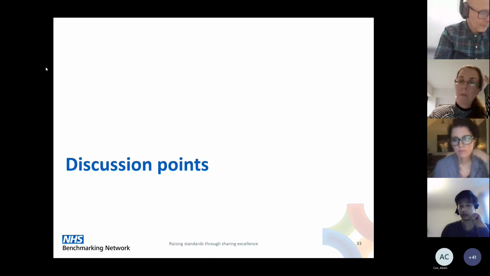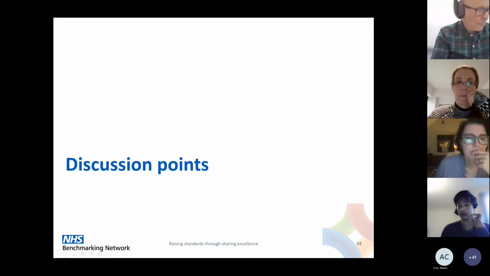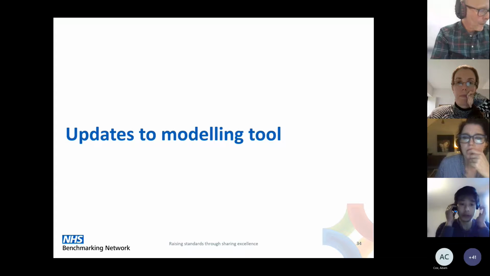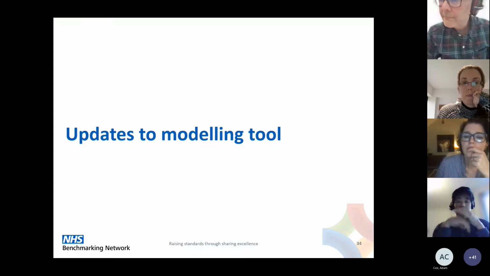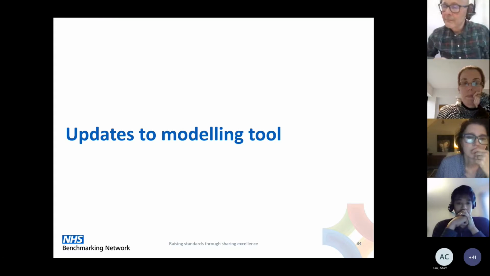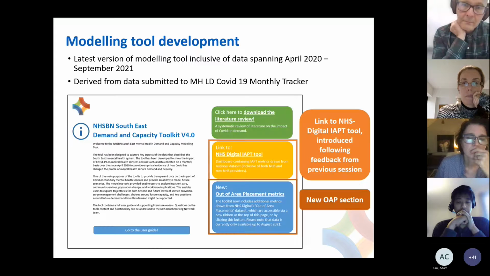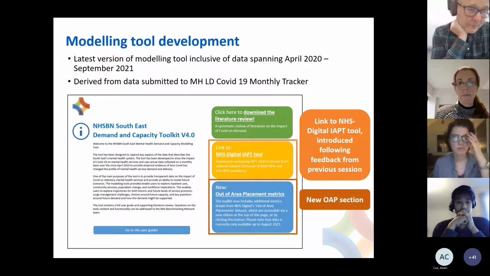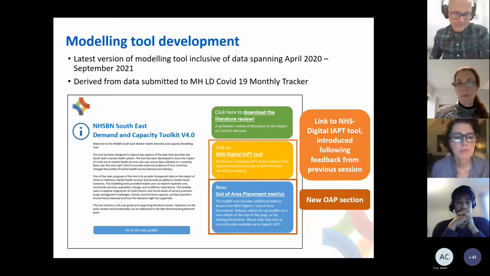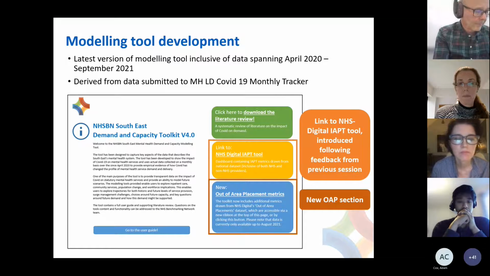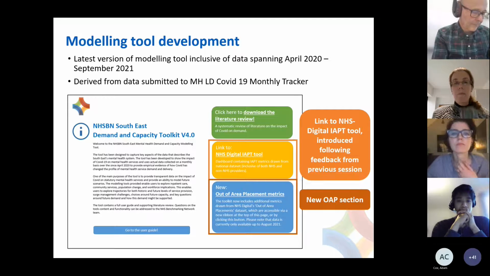Yeah, no problem. Before we move on to the eating disorders section of the presentation, we wanted to flag, particularly following your feedback from the last session, some updates that we've made to the modelling tool. I'm not going to do a full demo, as I'm aware that some of you are quite familiar with the tool by now, but I want to flag some things that will be included within the next iteration of the modelling tool.